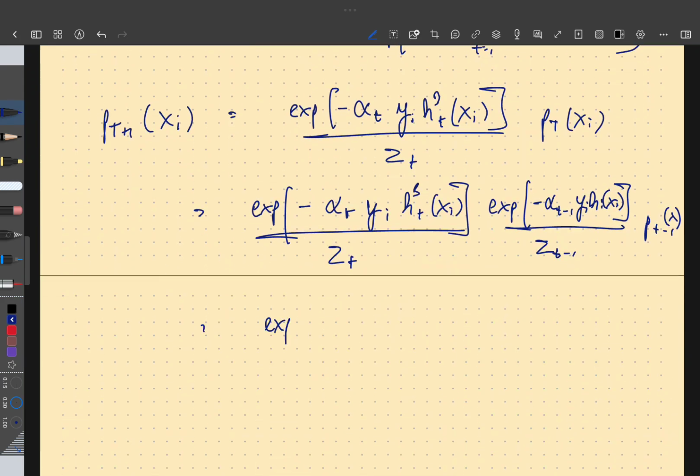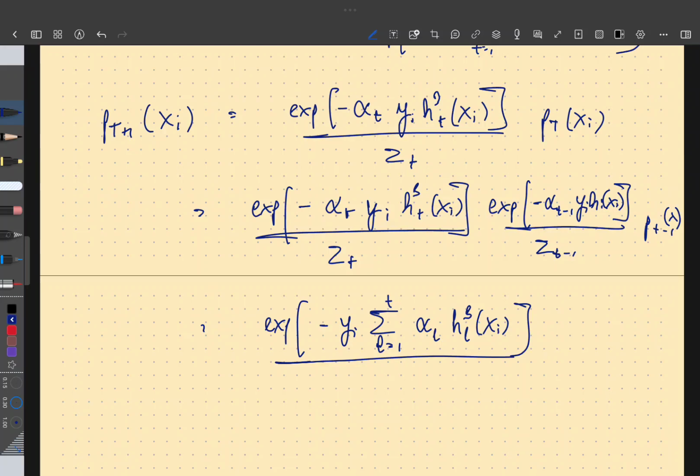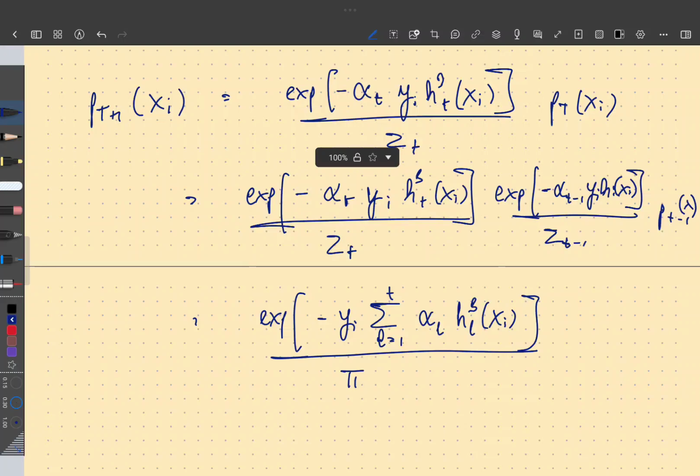right? So this is equal to e to the power minus yi times summation L equal to 1 to t alpha L h_L^b of xi divided by product L equal to 1 to t of ZL times P1. But what is P1? It's the uniform distribution. So it's 1 by n.